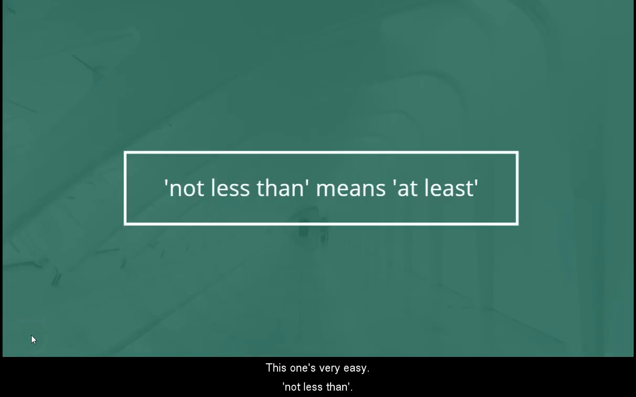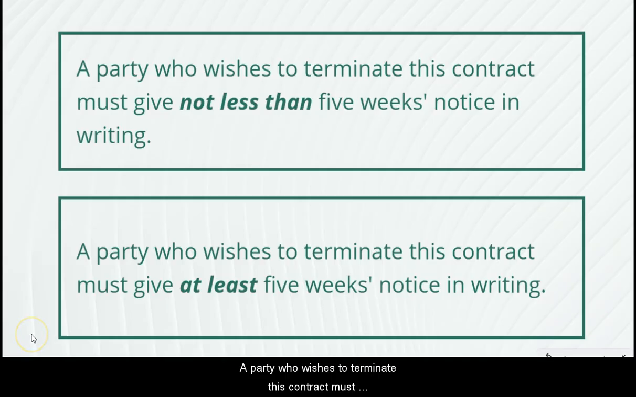Number 8 and the last one. This one's very easy. Not less than. It means at least. Let's look at an example. A party who wishes to terminate this contract must give not less than 5 weeks' notice in writing. This means the minimum notice a party must give is 5 weeks. So we can easily replace that and say, a party who wishes to terminate this contract must give at least 5 weeks' notice in writing.